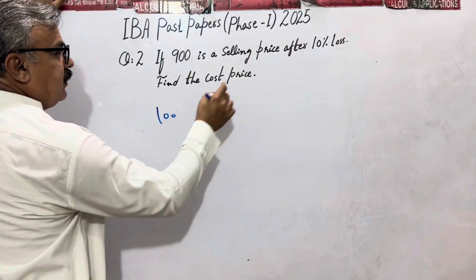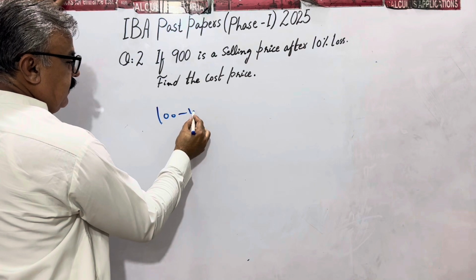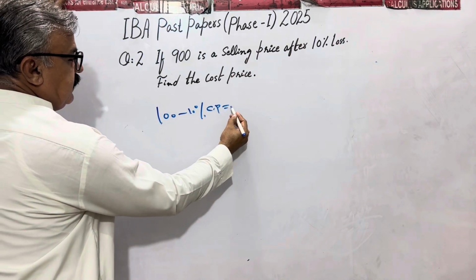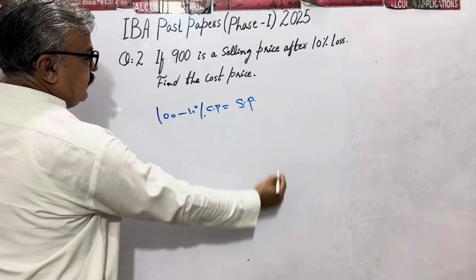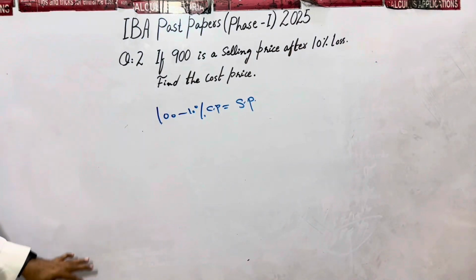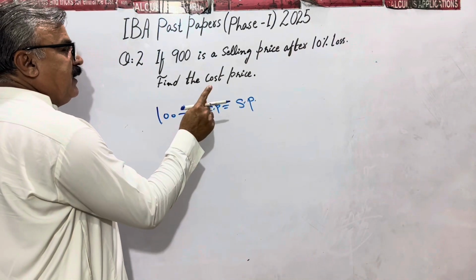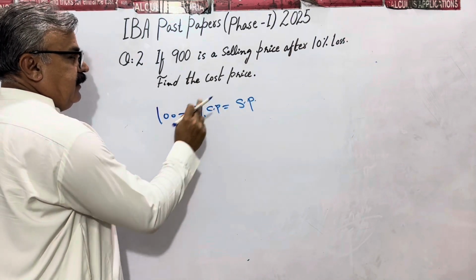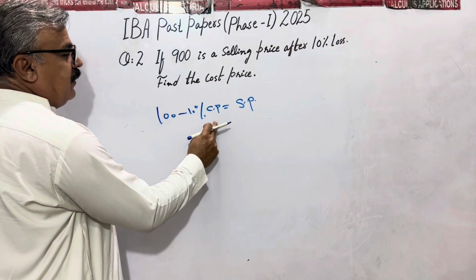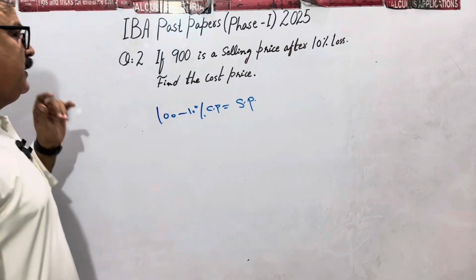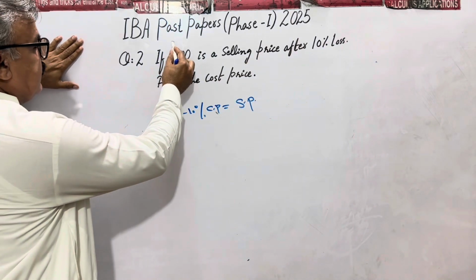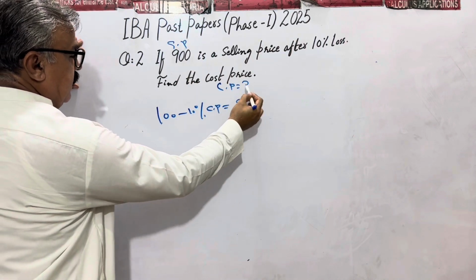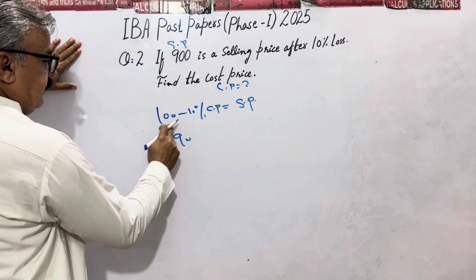100 with a loss, so minus 10% of the cost price is equal to the selling price. Loss is minus; if there would have been profit, I would have written a positive sign. The selling price is given to us, and we are asked to find the cost price. That is our question mark.